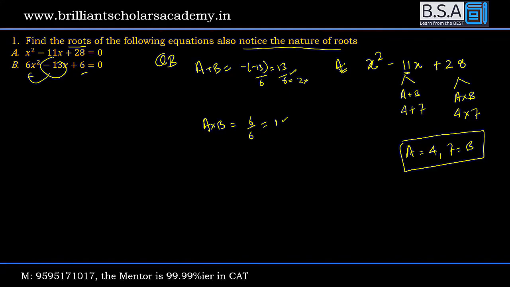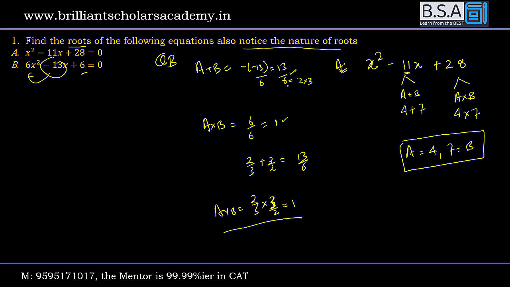6 is formed by 2 into 3. So you try this: 2 upon 3 plus 3 upon 2. Does it match 13 upon 6? It is trial and error, because multiplication will definitely give you 1. So a into b is equal to 1 is very easy to match.